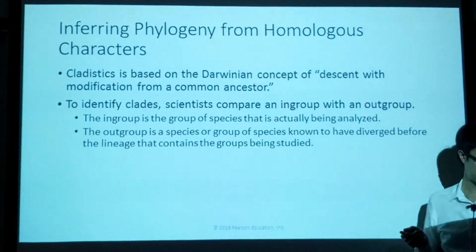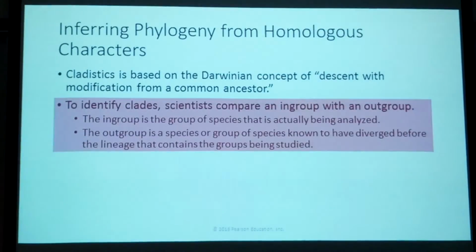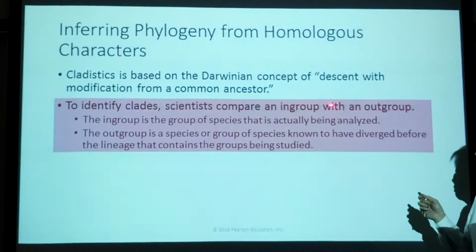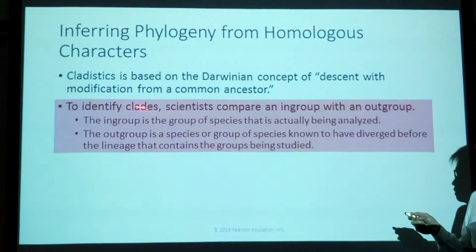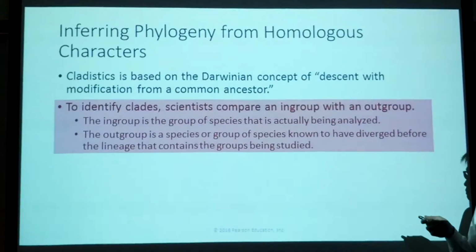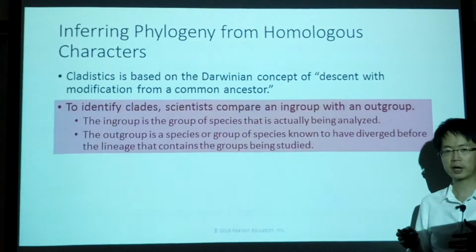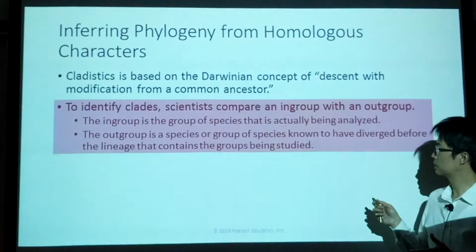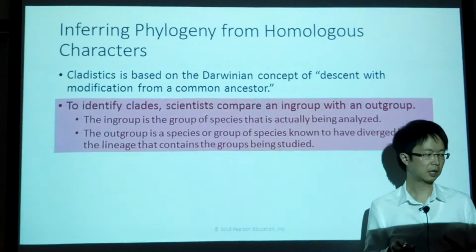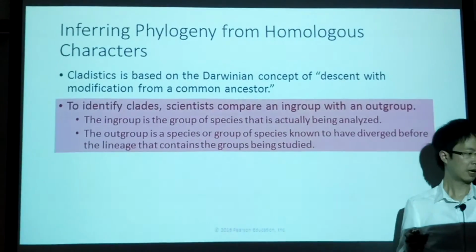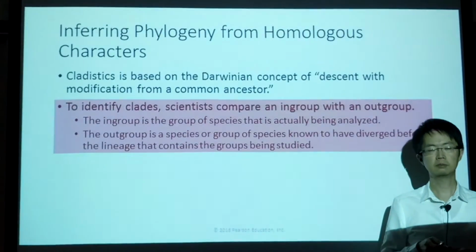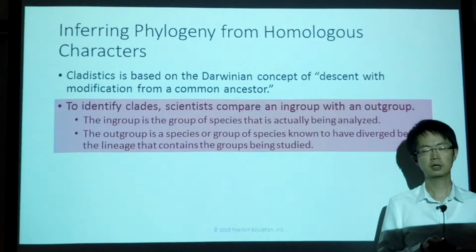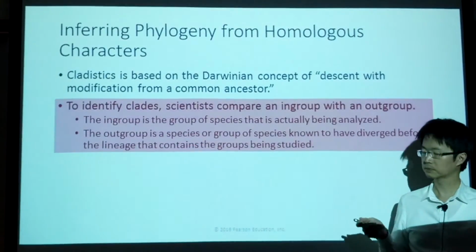To identify clades, we have to be able to identify in-group and out-group. In-group is basically the group of species we want to analyze. Out-group is the species or group that we know has diverged or is outside of the in-group. They're different from the in-group.